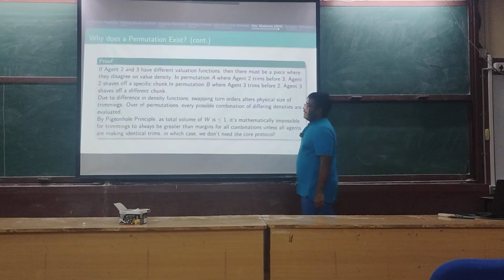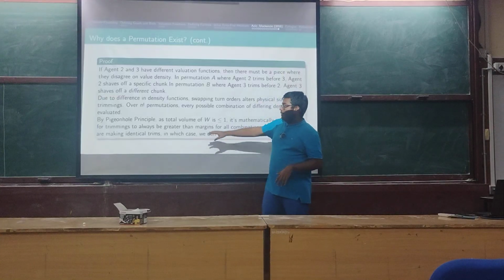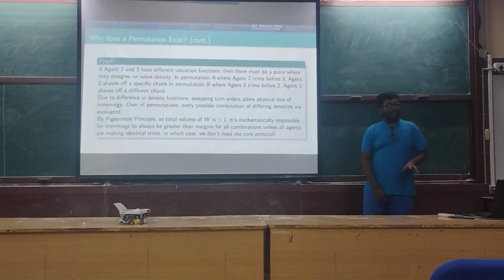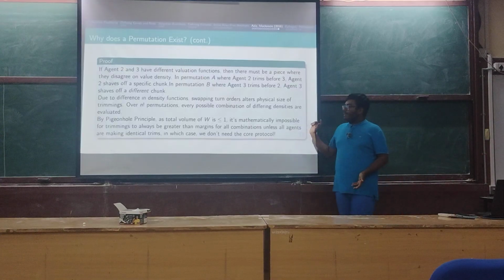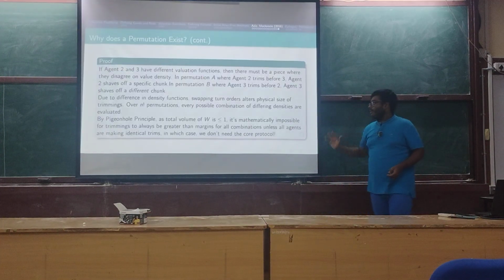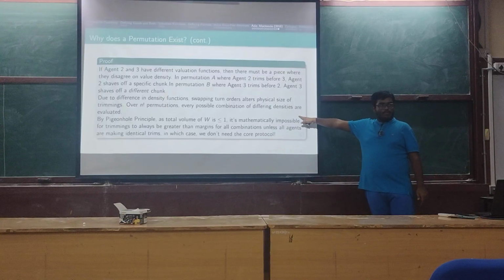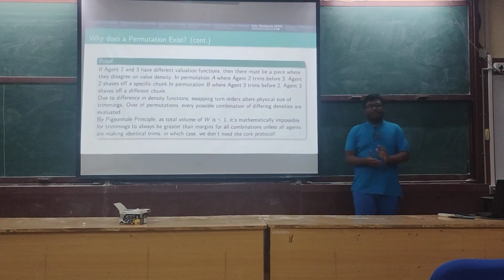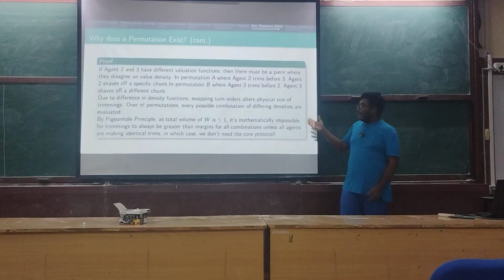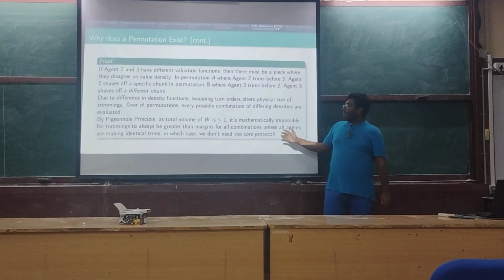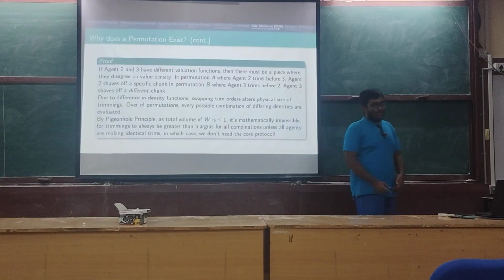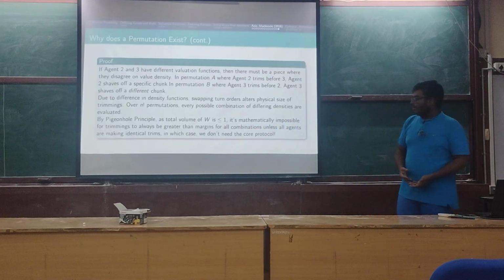So now a bit of a far-fetched application of the pigeonhole principle. Since the total volume of W is going to be less than or equal to 1, it is mathematically impossible for all of the trimmings to be always greater than all other margins for all the combinations using this property. This is kind of like a sketch. Using this, you will be able to argue that for all combinations, if this is the case, then this less than or equal to 1 cannot hold. It will need to be infinite.